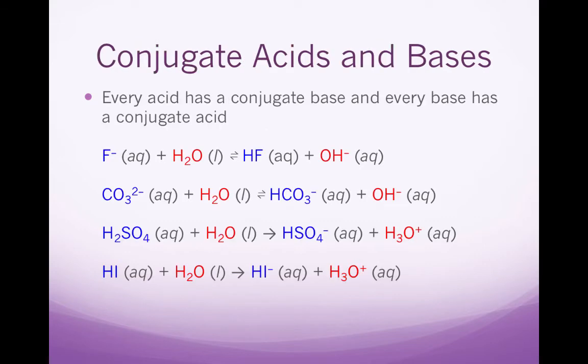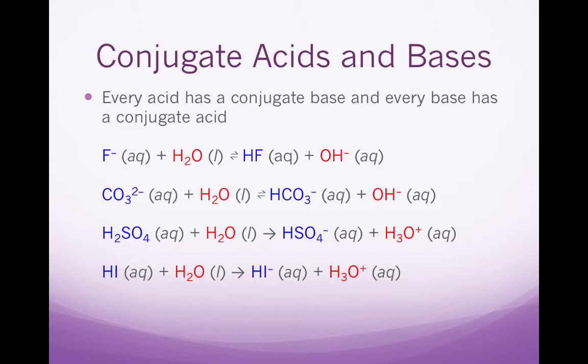In this Bronsted-Lowry acid-base definition, you have things that are called conjugate acids and conjugate bases. And basically these are pairs. So every acid has a conjugate base and every base has a conjugate acid. So for an acid, its conjugate base is whatever it becomes after it gives up a proton. And for a base, its conjugate acid is whatever it becomes when it accepts a proton.